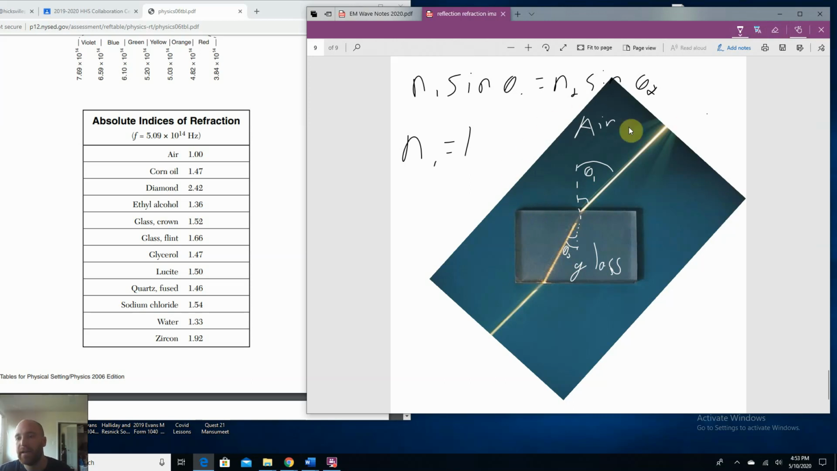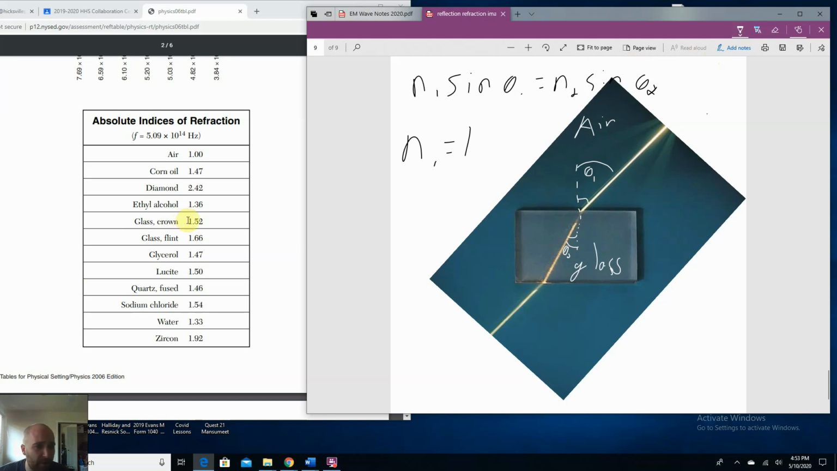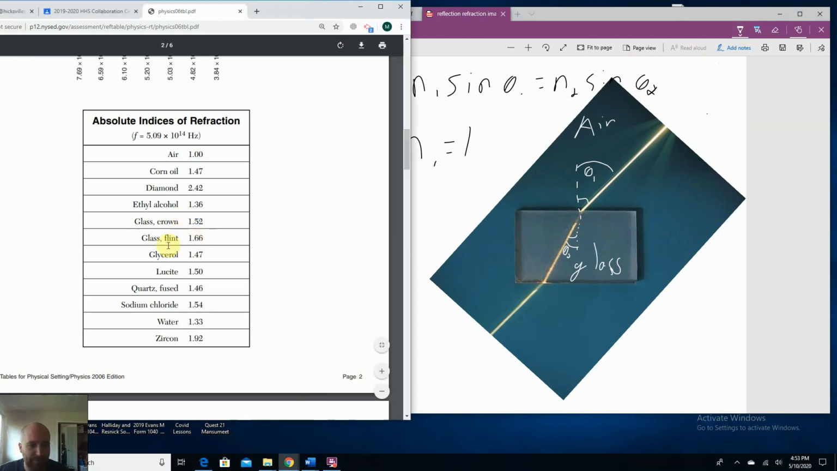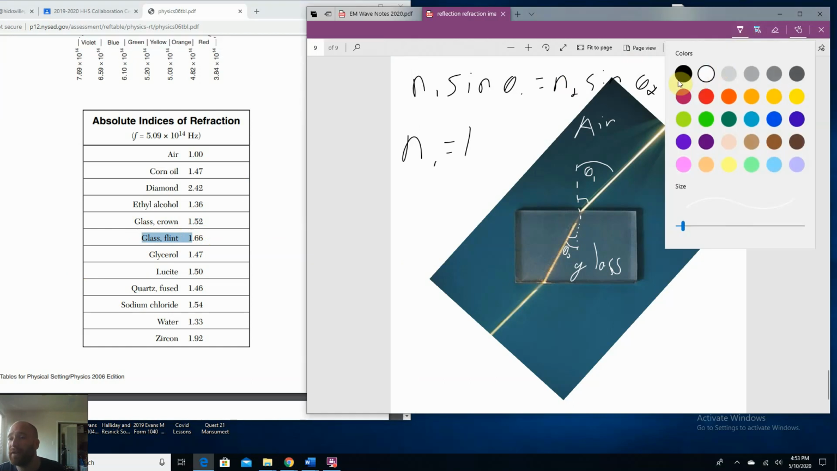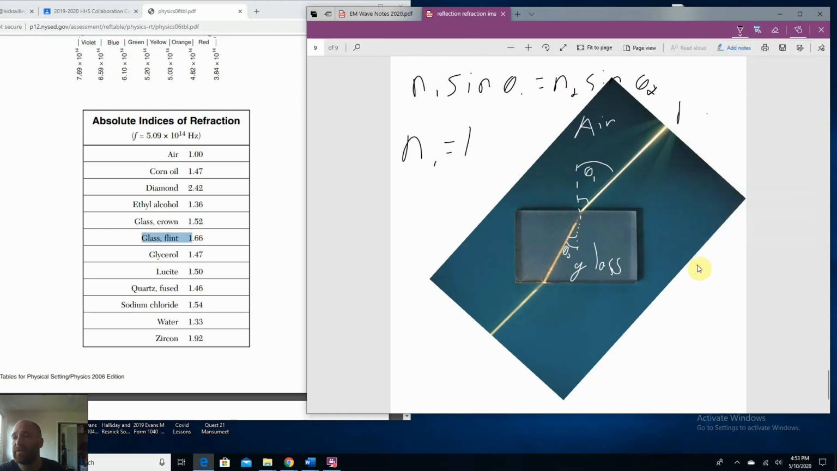And then N2 would be the index of glass. I'd have to be specific. You actually have a couple types of glass here, so let's call it flint glass. I don't know what the difference is really between the types of glass. So we would say N2 is equal to 1.66. I'll either give that to you or ask you to look it up in the reference table.